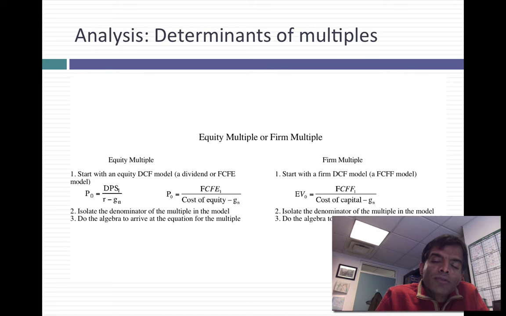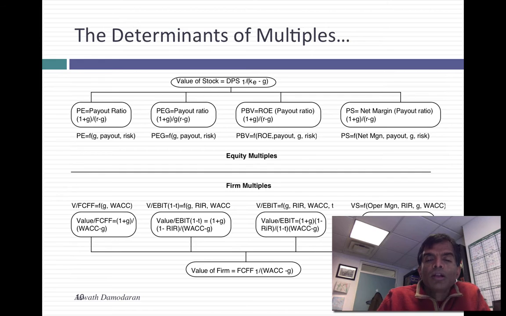If it was an enterprise value multiple, we went back to an enterprise valuation model where we took free cash flow to the firm divided by cost of capital minus the growth rate. Keep that rule. Look at the multiple. If you ever have to figure out what drives a multiple, go back to an intrinsic valuation model. Keep it simple and make it a stable growth model. Because once you do that, you can see what drives every multiple.